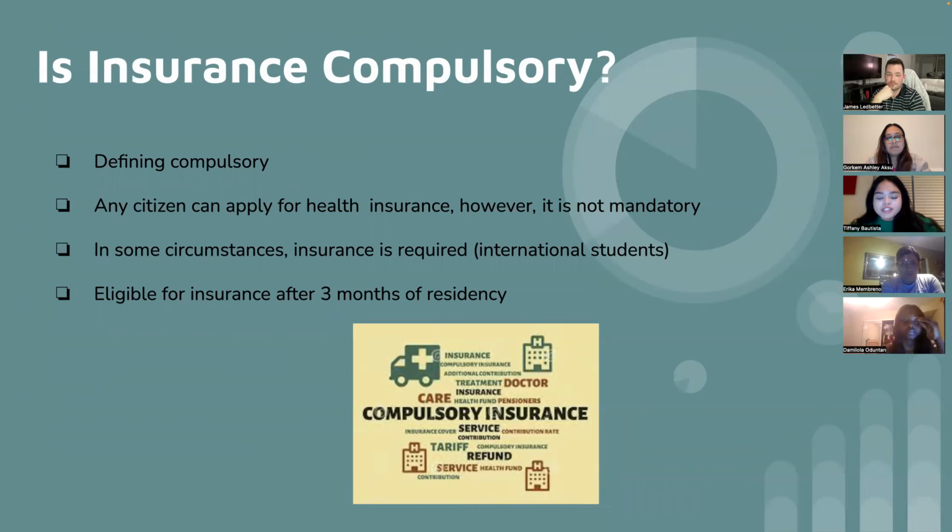I'm going over whether or not insurance in Canada is compulsory. So compulsory means whether or not it's required by law. So it's any insurance that citizens are required to buy, such as auto insurance. However, that is not the case for health insurance in Canada.